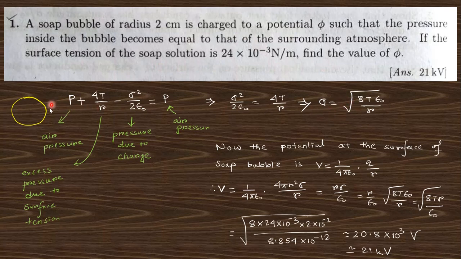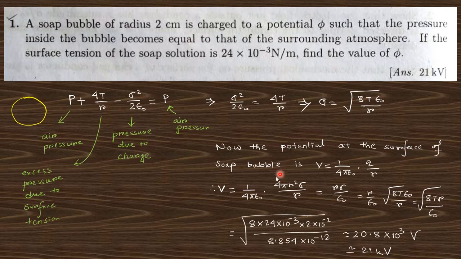So you can write that the air pressure within this bubble, there must be air, so there will be air pressure. This is the excess pressure from this soap bubble due to surface tension, and this is the pressure due to electric charge, right? So these three are added up, which are equal to the pressure of the external air pressure. By the question, the total internal pressure is equal to the air pressure. From that you can get sigma square by 2 epsilon equal to 4T by r, so sigma equals the square root of 8 epsilon naught T by r.